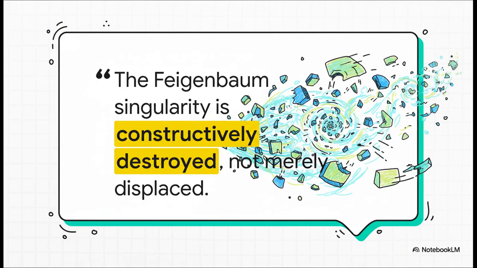And that really is the final verdict of paper 27. The mystery is solved. The paper doesn't just say the singularity is gone. It provides a constructive mechanism that explains why it vanishes entirely.